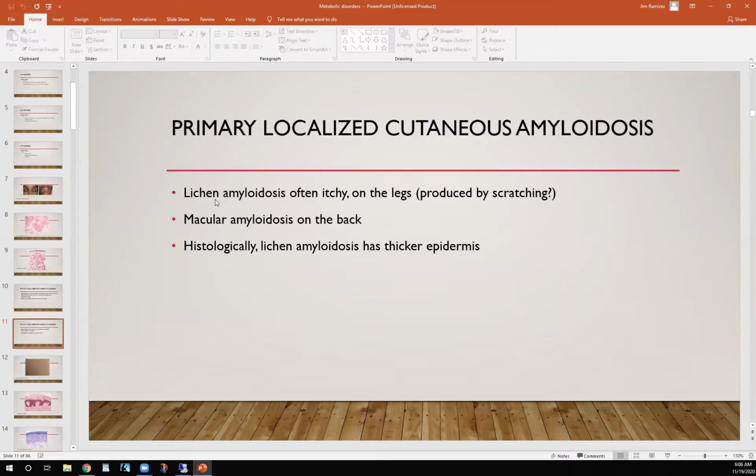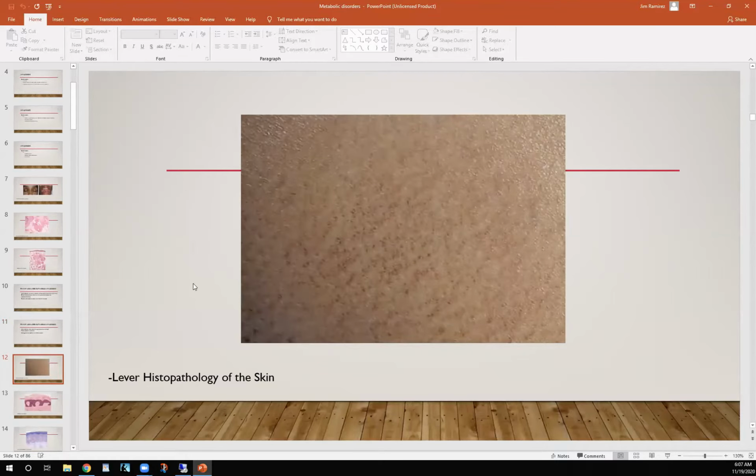Only difference really being is that you have superimposed lichen simplex chronicus on the epidermis. So it's probably produced by scratching. It makes sense that it's on the legs, an accessible area for scratching. And then this is kind of that classic rippled pattern for primary cutaneous amyloid.